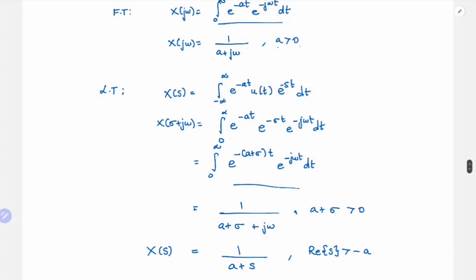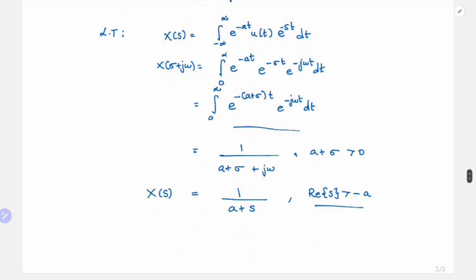So if you see here, the Fourier transform is valid only for a greater than 0, but this is valid even for a less than 0. Only that we need to take care of the sigma part, right? So this is required for the convergence. Hence this is called the region of convergence. Since it is converging for real of s greater than minus a, we call it the region of convergence.